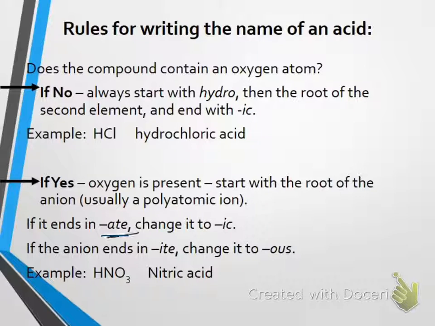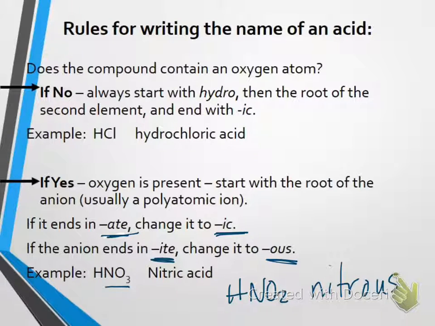If it ends in ate, right here, it's going to change to ic. Okay. So if I have this, in this case, this NO3 is nitrate, I change the ending to ic, and so it's nitric acid. Okay? If the ending of the anion ends in ite, it changes to ous. So if I had NO2, HNO2, that would be nitrous acid.